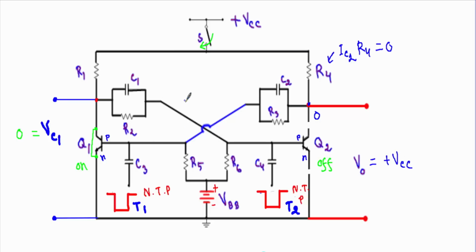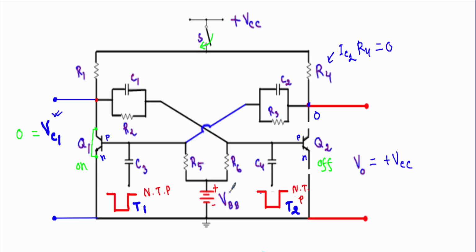If I don't apply any additional triggering pulse, the voltage between the collector terminal of transistor Q1 and the ground will stay at this 0 level forever, and the voltage between the collector and ground terminal of transistor Q2 will stay at plus VCC level forever. This state will never change unless we apply an external triggering pulse.